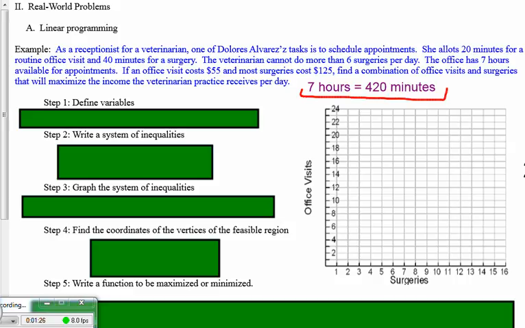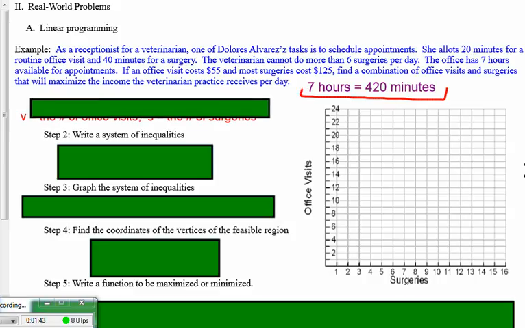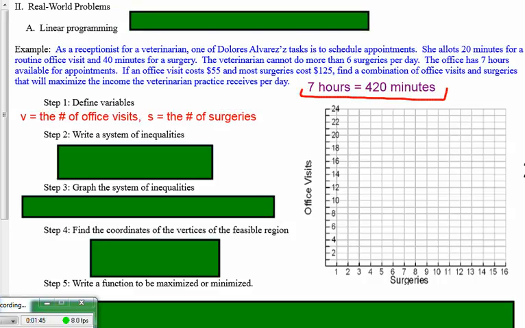7 hours, because they're open for 7 hours. 7 hours is actually the same as 420 minutes. Just multiply it by 60, because 60 minutes in an hour would come out to 420 minutes. Okay, so our first step in a problem like this is we need to define the variables. Well, they kind of already did that for us.